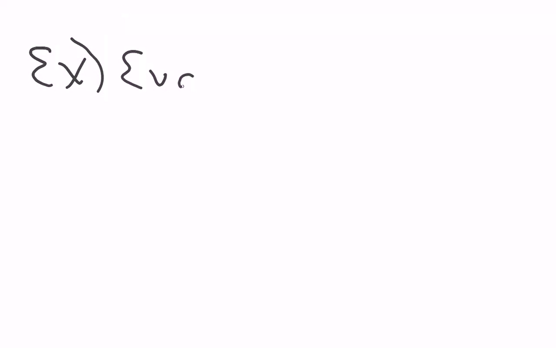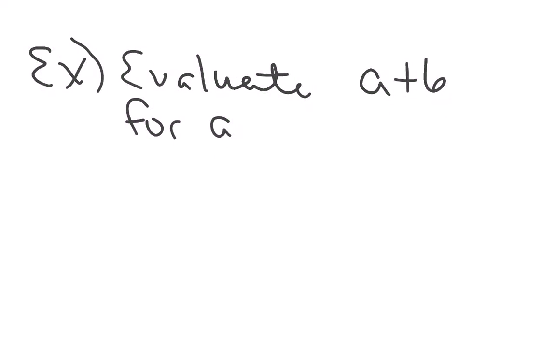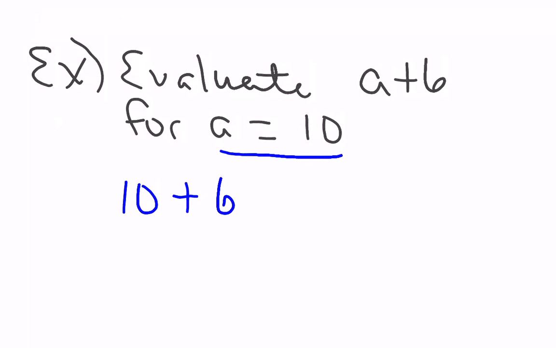The first one is going to say evaluate a plus 6 for a equals 10. In this case, we are just going to replace. We want to evaluate a plus 6, but we can't really do anything because we don't know what a is. But they've given us that a is 10, so we're just going to plug that in. So we're going to have 10 plus 6, and 10 plus 6 is 16.